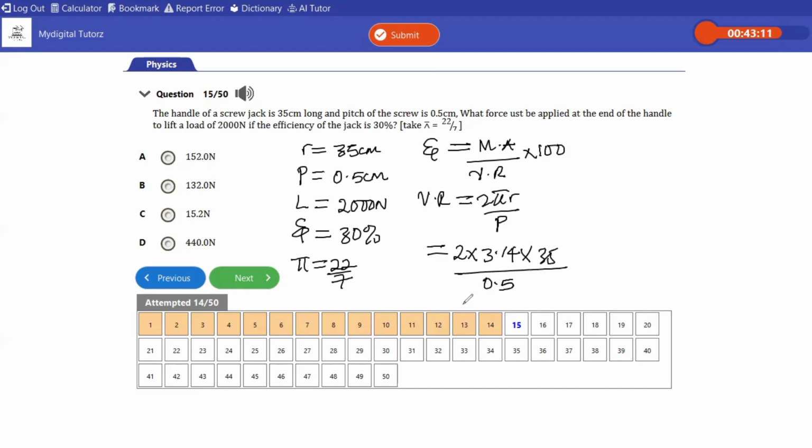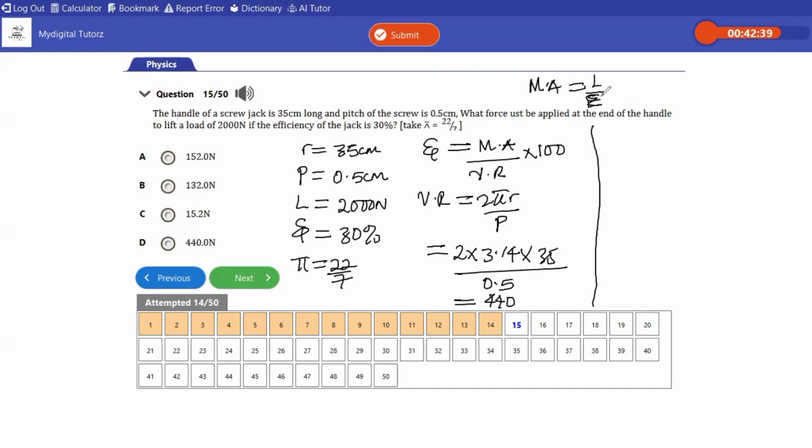When you multiply the numerator and divide by the denominator, you should end up having 440 as your velocity ratio. When you have that, the next thing to do is to find the mechanical advantage, because what we are asked to find is the force to be applied, which is the effort. We need mechanical advantage before we can get effort.